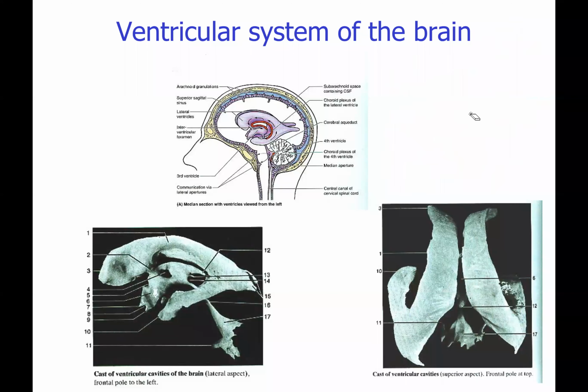Now in this diagram, you can see this is the lateral ventricle. This whole thing is the lateral ventricle. This part of the lateral ventricle is called the anterior horn, which is found in the frontal lobe. You get the frontal lobe here, and the anterior horn of the lateral ventricle here. Then you get the body of the lateral ventricle here, which is partly in the frontal lobe and partly in the parietal lobe. Then this projection is called the posterior horn.